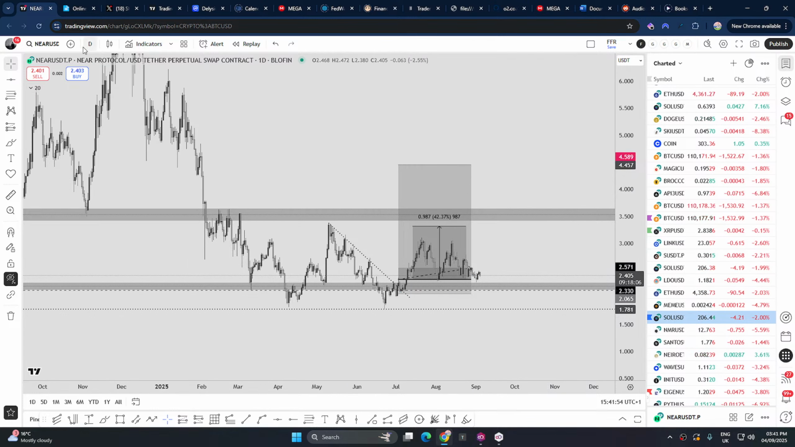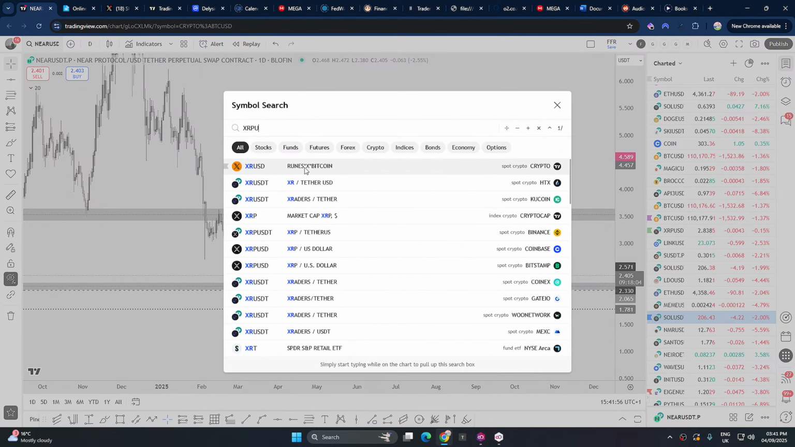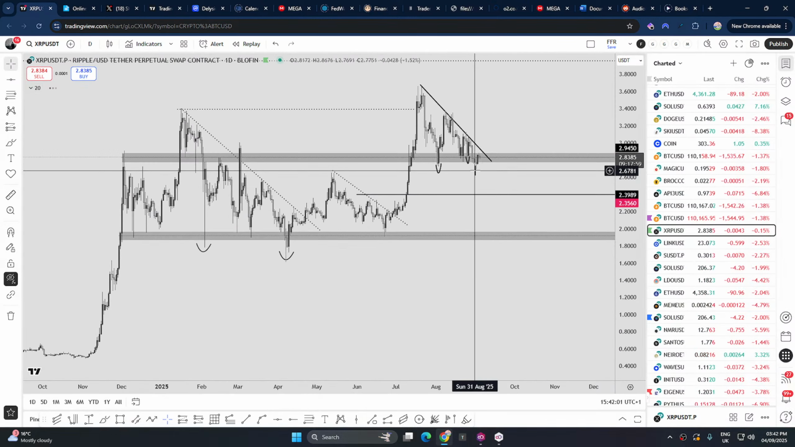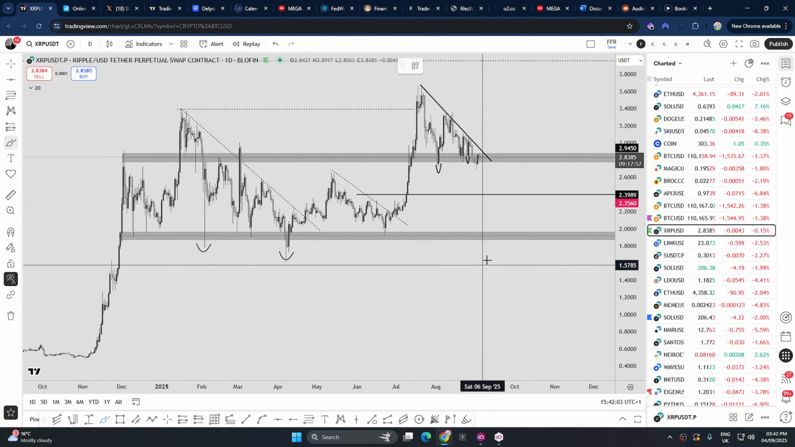XRP. I'm waiting for XRP to give a deviation. Actually, I'm waiting for XRP to see what exactly it would do. If it gives a deviation, it already gave a move below this level.